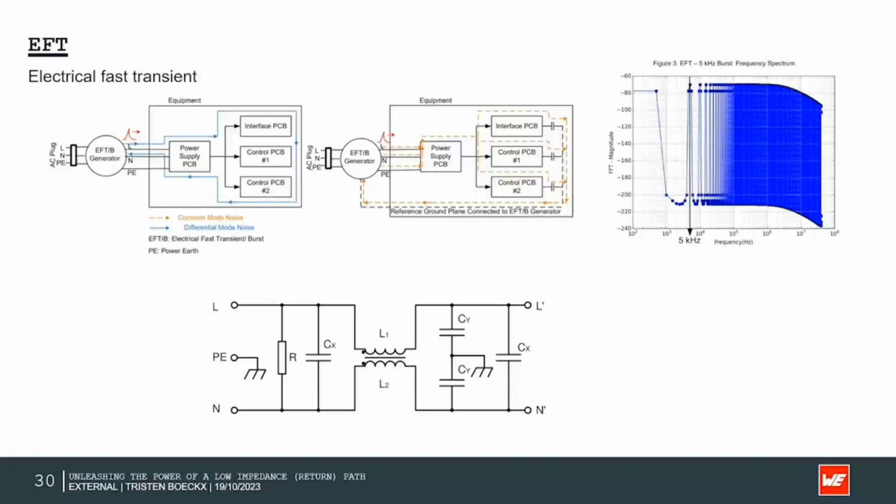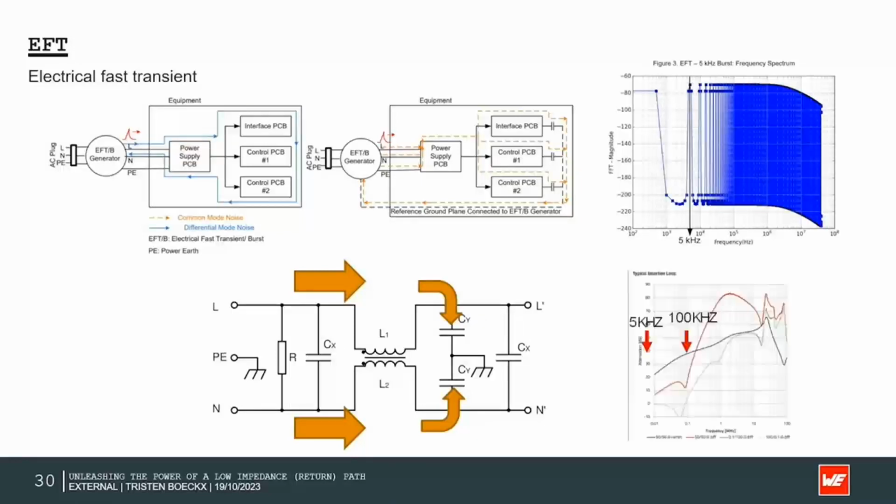Further, for the common mode noise, we can say that both a common mode choke or Y caps are the best solution to prevent the common mode noise. It's important to look at the base frequency or the starting frequencies of the EFT. These are both a 5 kHz signal or a 100 kHz signal to select your filter.